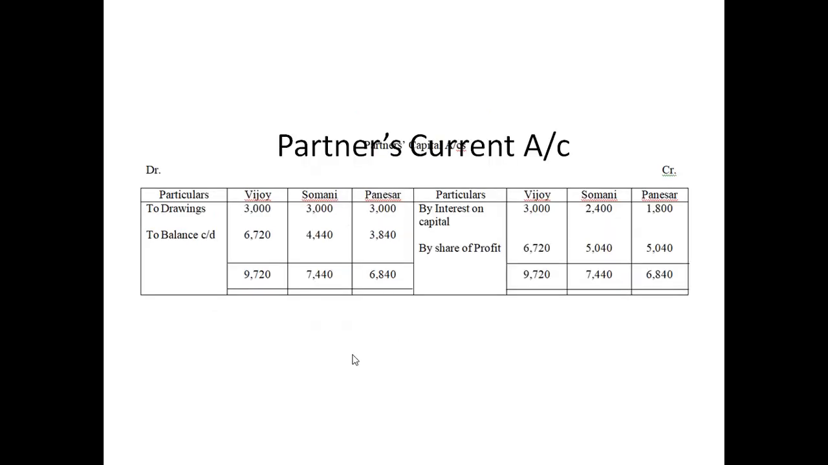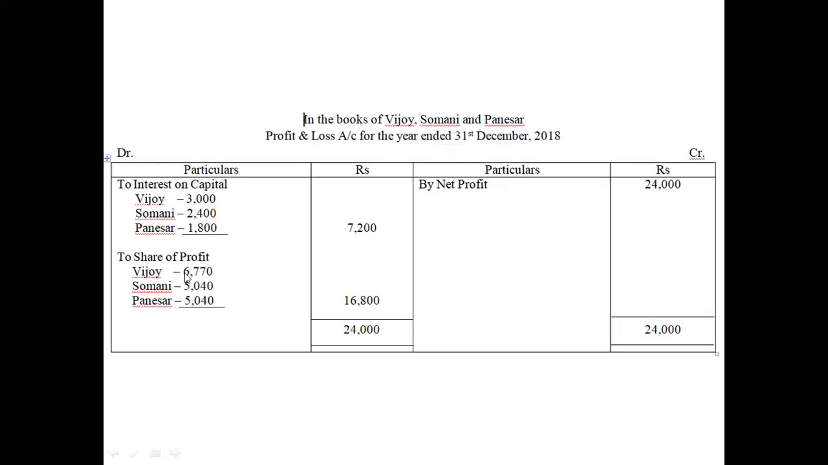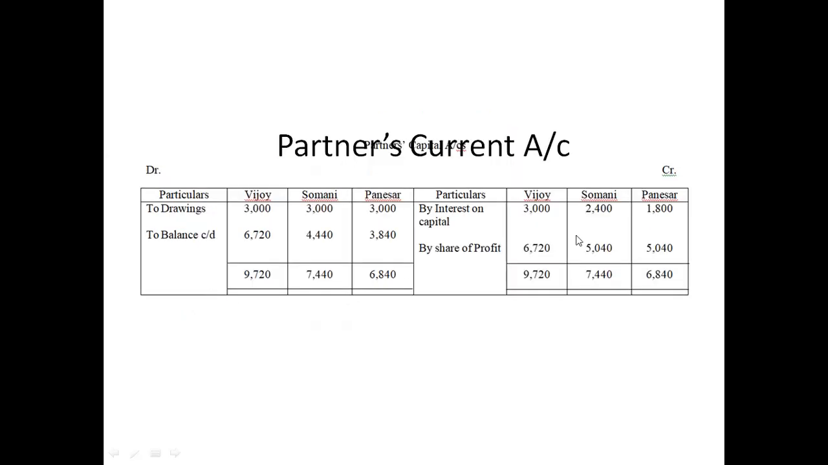Now put all the items here. Interest on capital, you know that from the first chapter. Again we have share of profit, so now put all the shares of profits. In the question it is mentioned that each partner's drawings were 3,000 per year. So per annum they withdrew rupees 3,000 each. Their drawings will be in the debit column of the partners' current account. So 3,000, 3,000, and 3,000.